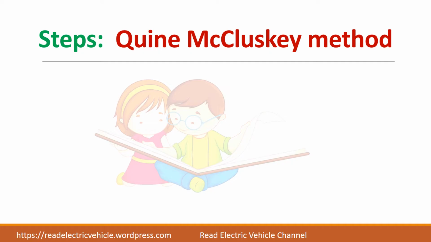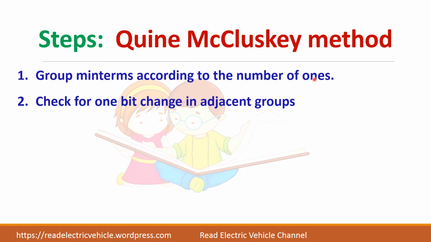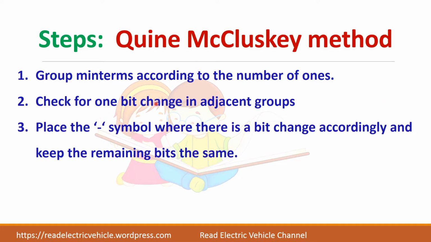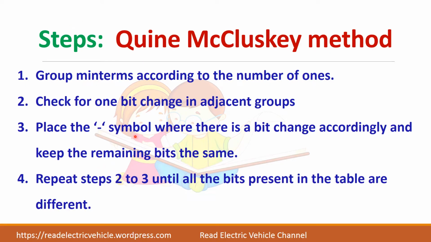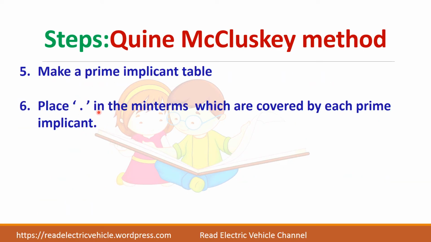These are the steps to be followed to solve the Boolean expression using Quine McCluskey method. The steps may not be clear now. After doing the problem, you will understand. First, you have to group the minterms according to the number of ones present in the binary representation. Then you have to check for 1 bit change. You have to put a dash symbol and again the process repeats. Then you have to find the prime implicants, then place a dot. All these things you will understand as you do the problem.